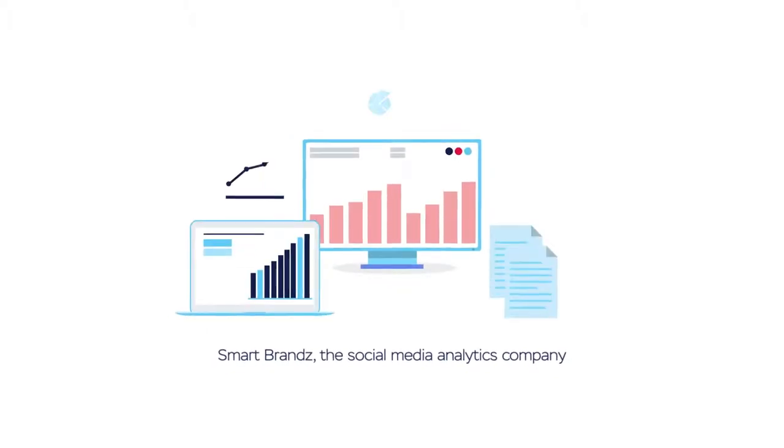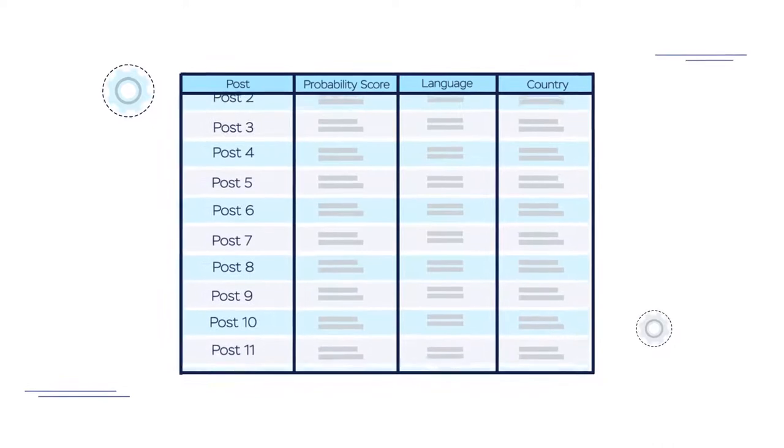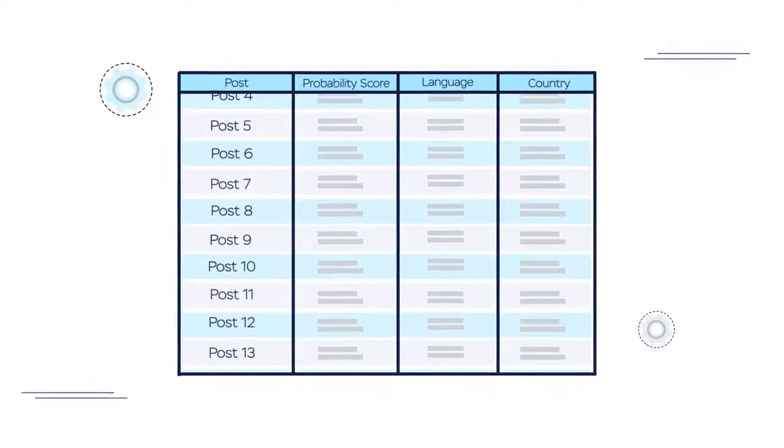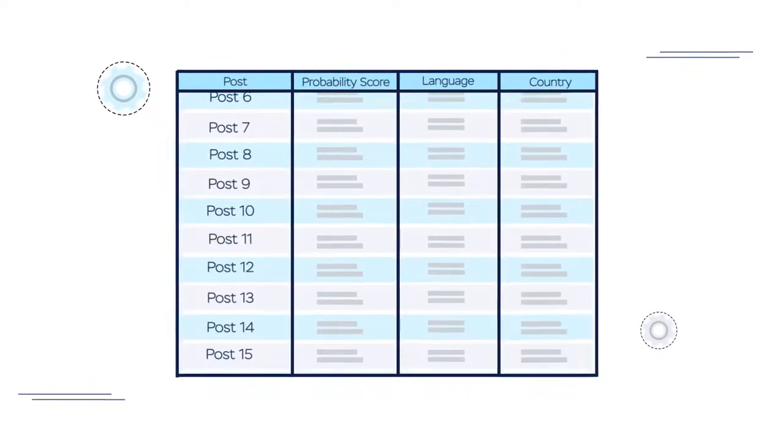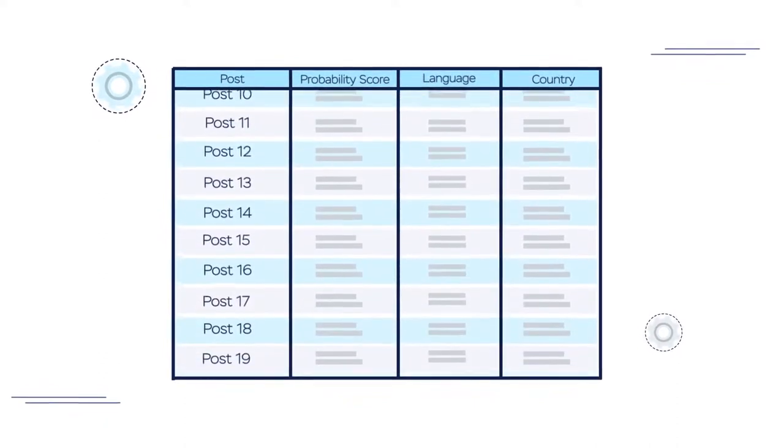Smart Brands, the social media analytics company, exports the model's output probabilities for each post, along with the country and language of the post. This way, Mona can alert them on a drift in model outputs in any given locale.